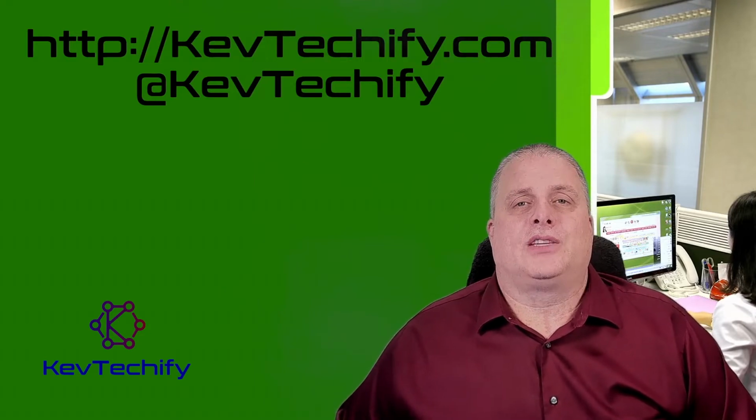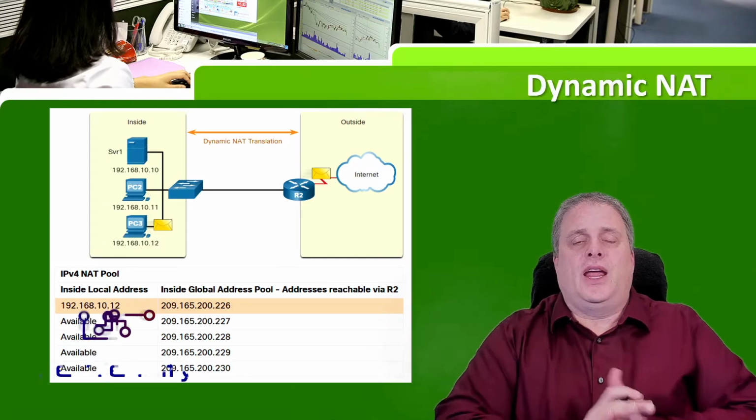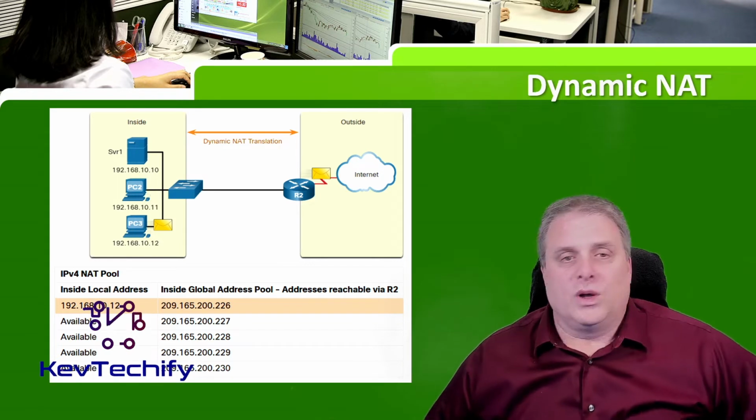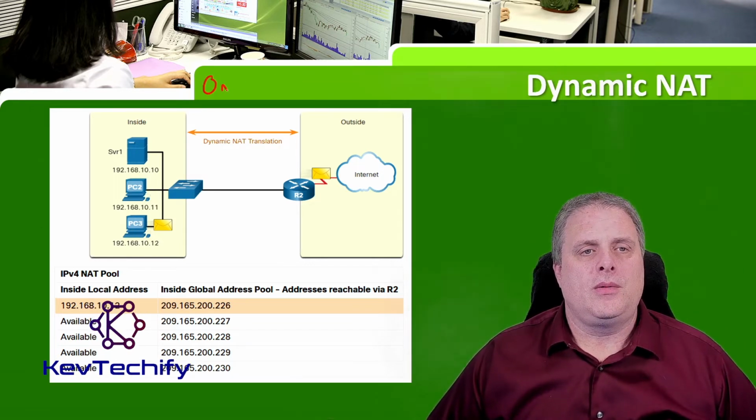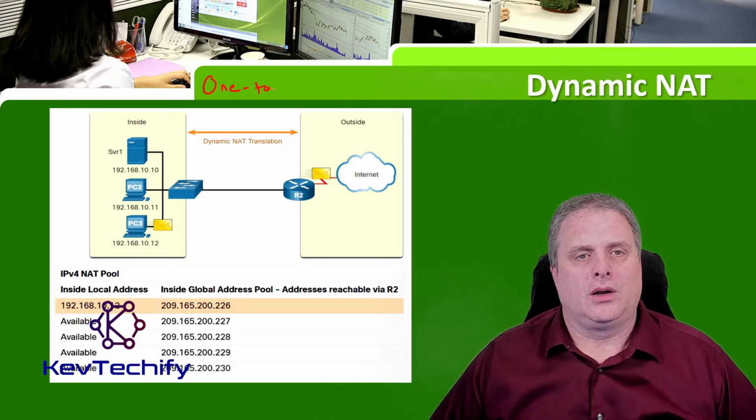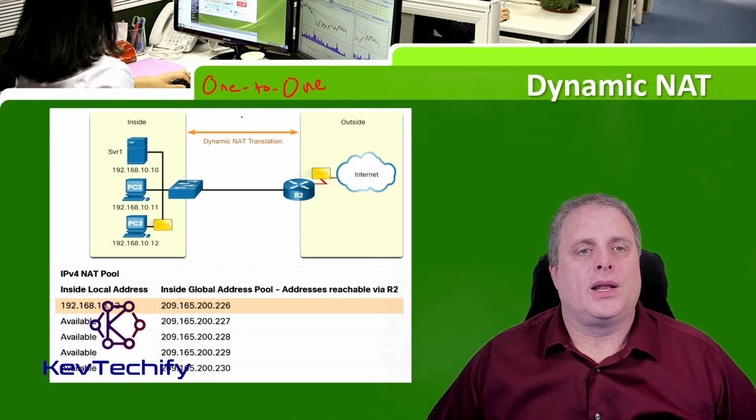Another type of NAT is called dynamic NAT. Once again, this is a one-to-one mapping, so 1-to-1, but it's on a first come, first serve basis.